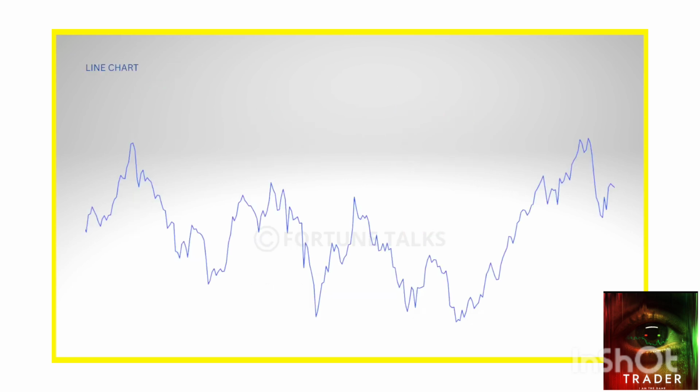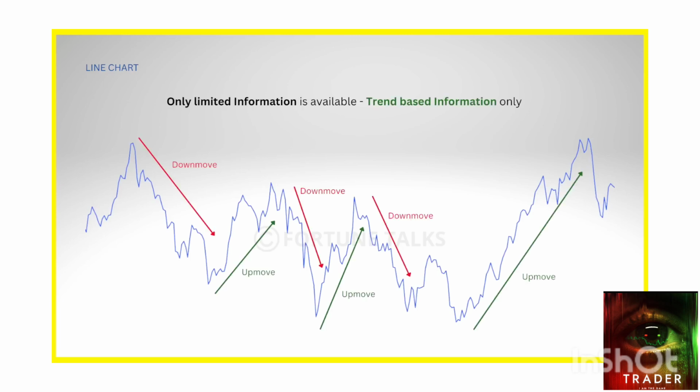Take a look at this chart. It is a line chart. It looks fairly easy to interpret as there are only two major movements taking place. There is a sharp uptrend and a longer downtrend.